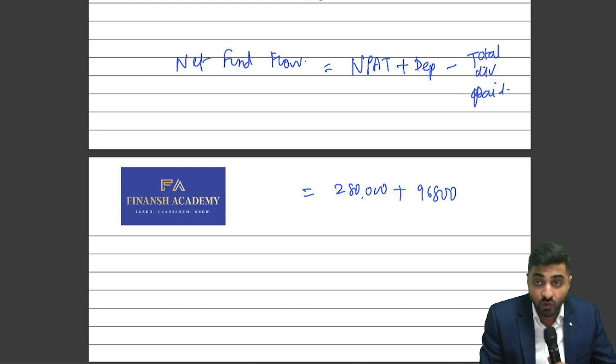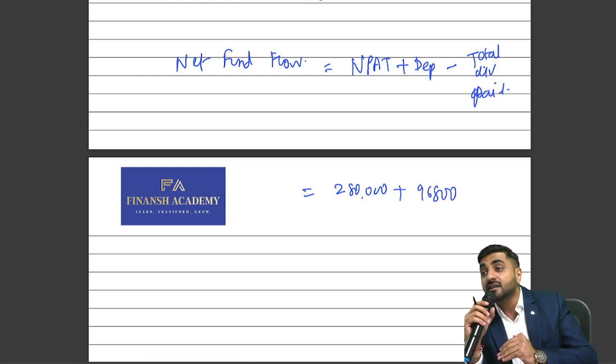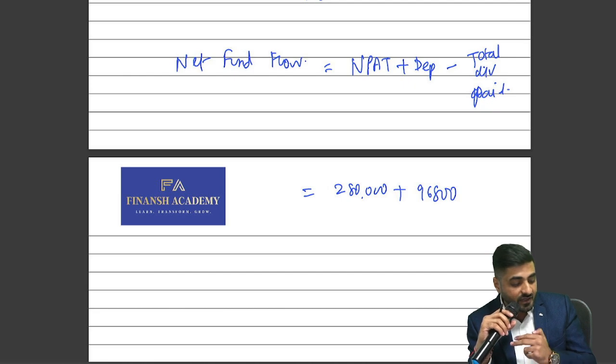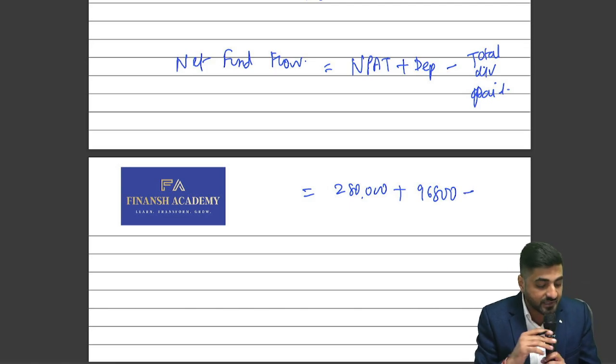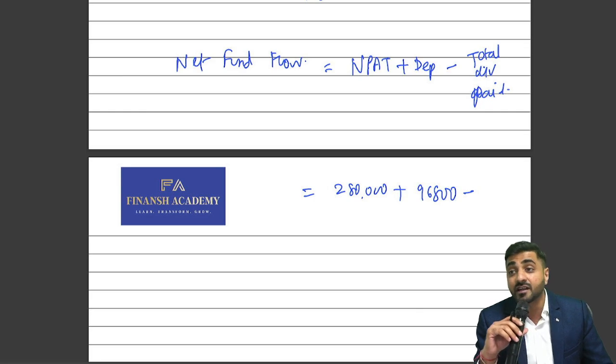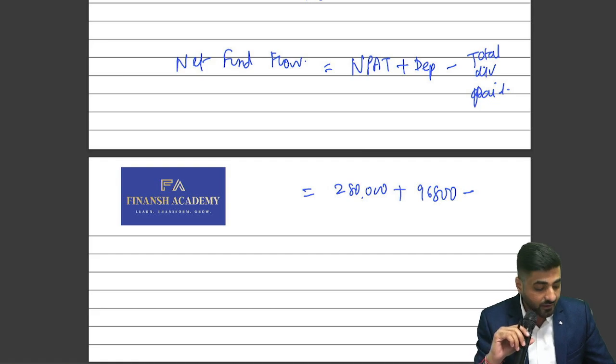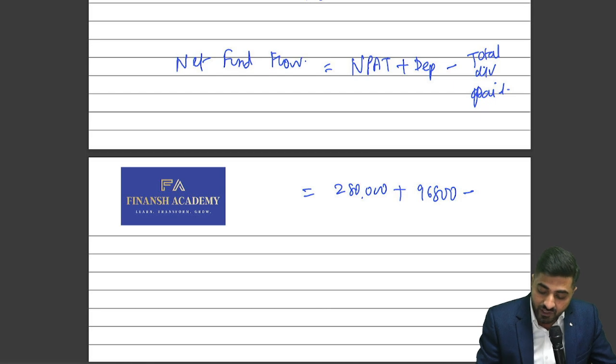Can I say this is the total money which is coming in the business? NPAT plus depreciation will give me the total money which is coming in the business. And from that I need to subtract the amount of the dividends. Can I say that will be preference as well as your equity dividend? Can you give me preference and equity dividend total?